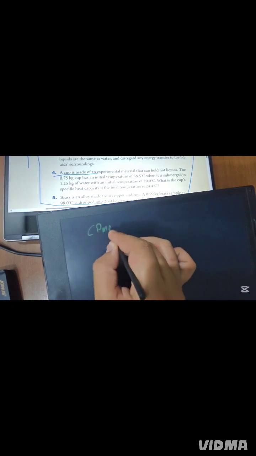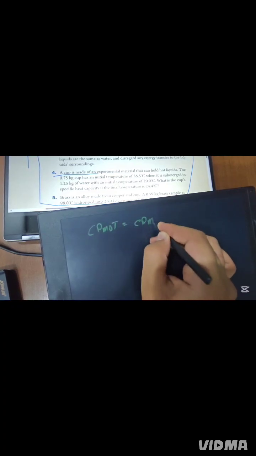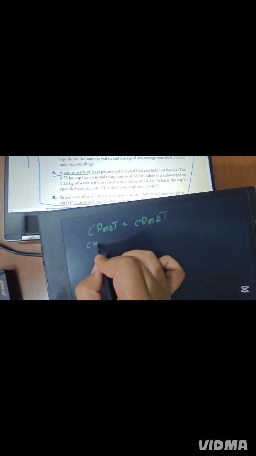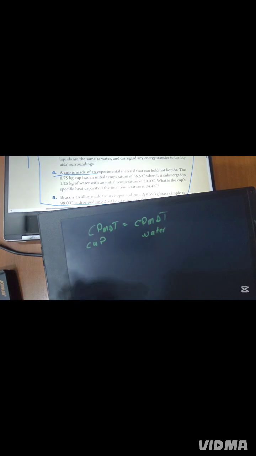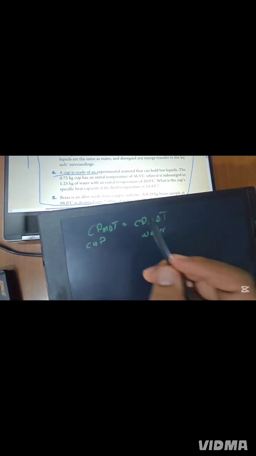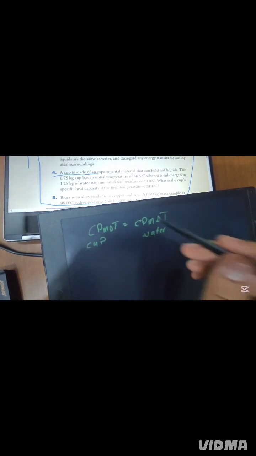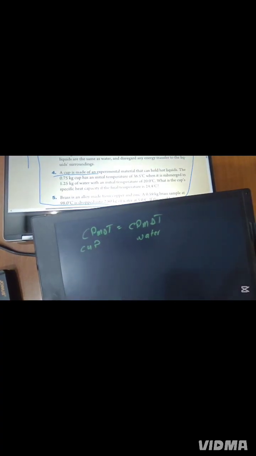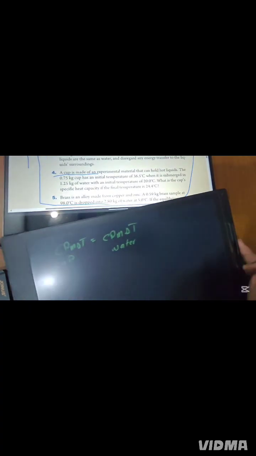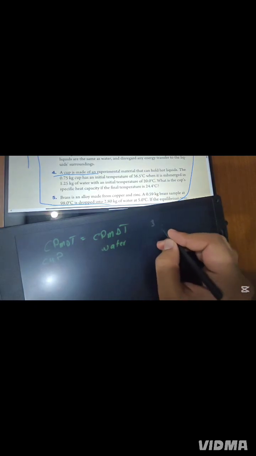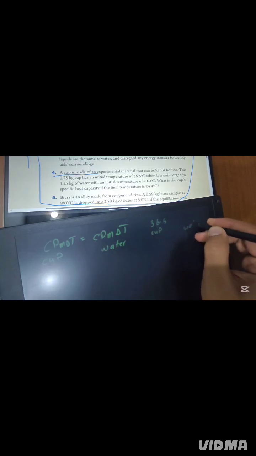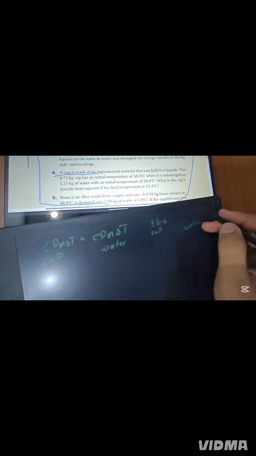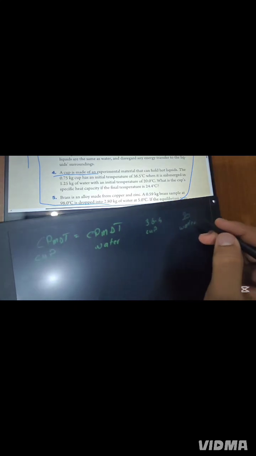Cp m delta T equals Cp m delta T. One of them is the cup and the other is water, but I forgot to tell you which one is absorbing and which one is losing. The temperature of the cup was 36.5. But the temperature of the water, I think, was 20. Yes, 20. So again, tell me which one is absorbing and which one is losing.